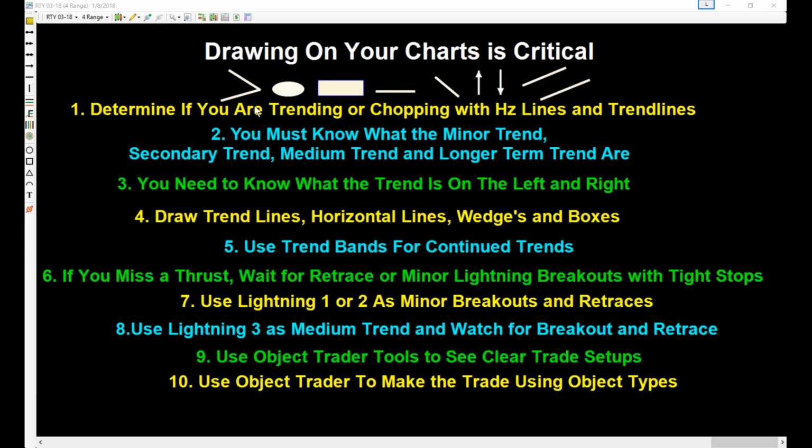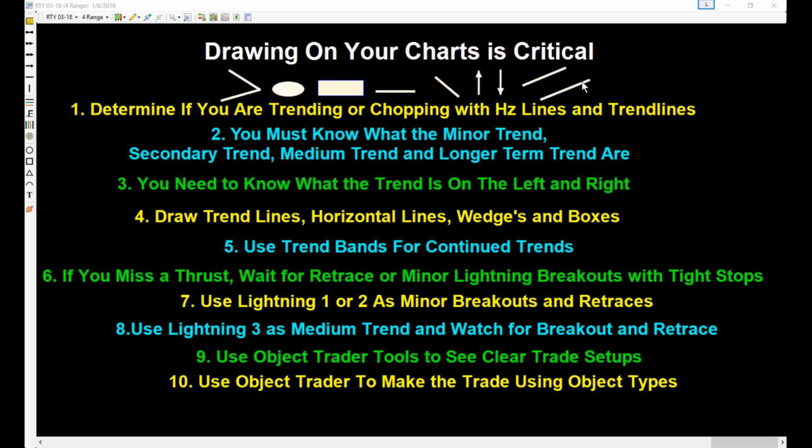Okay, so before we go to number one, drawing on your charts is critical. You need to draw wedges. You need to use the predictors. You need to draw boxes. You need to draw lines. You need to draw trend lines. You need to even draw on your charts with arrows, showing which way you're wanting to go if a certain situation happens. You might even draw channels on your chart.